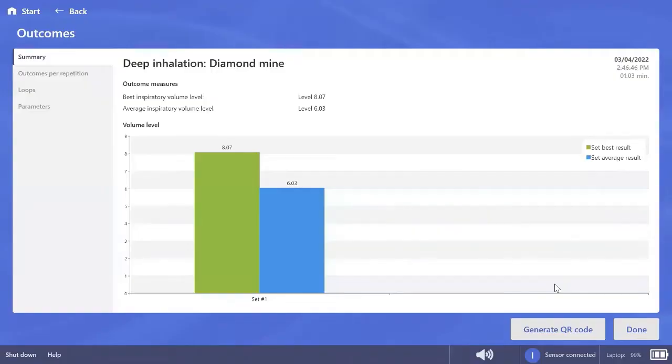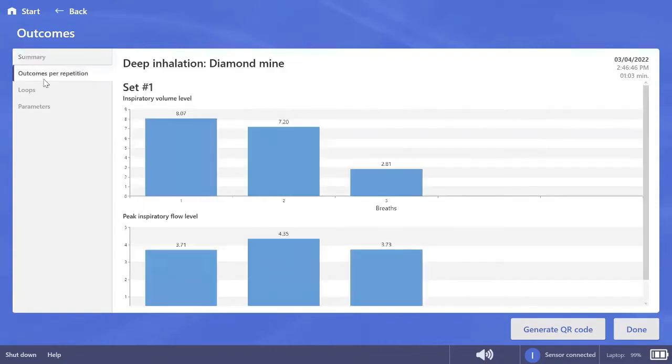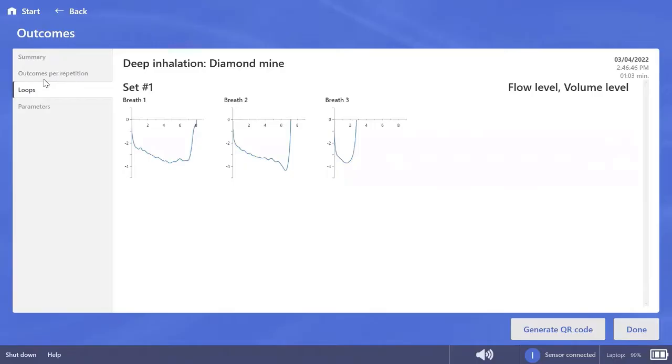That percentage is great for our patients to see, but we also get more objective outcome data here that our clinicians can use for their documentation. So we can see the best inspiratory volume level, also the average inspiratory volume level. We also can see this per breath or per repetition for the volume and flow levels. And then our loops, our flow volume loops, where across the x-axis we have our volume and across the y-axis we have our flow. And we can see with breath 1 and 2, where I completed this very timely in one breath with a good amount of air, that it stretches pretty far across the x-axis, it goes pretty deep on the y-axis, versus breath 3, where we have that deep, but we don't have the full air here.